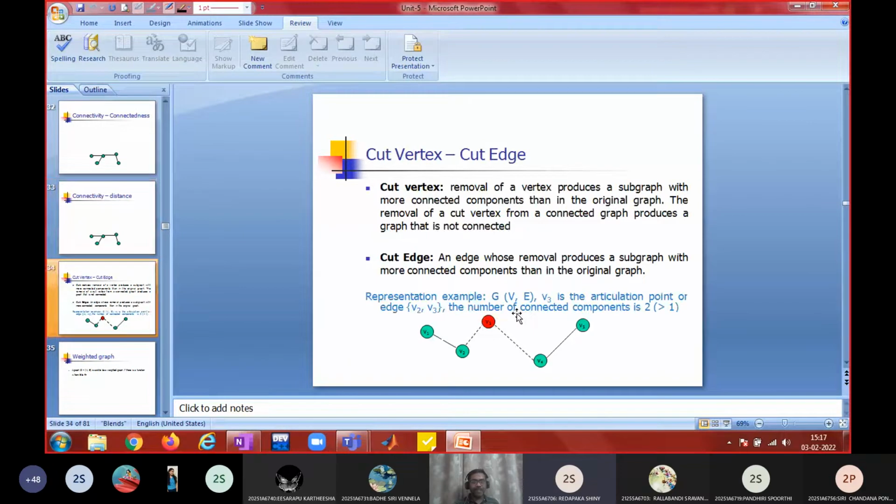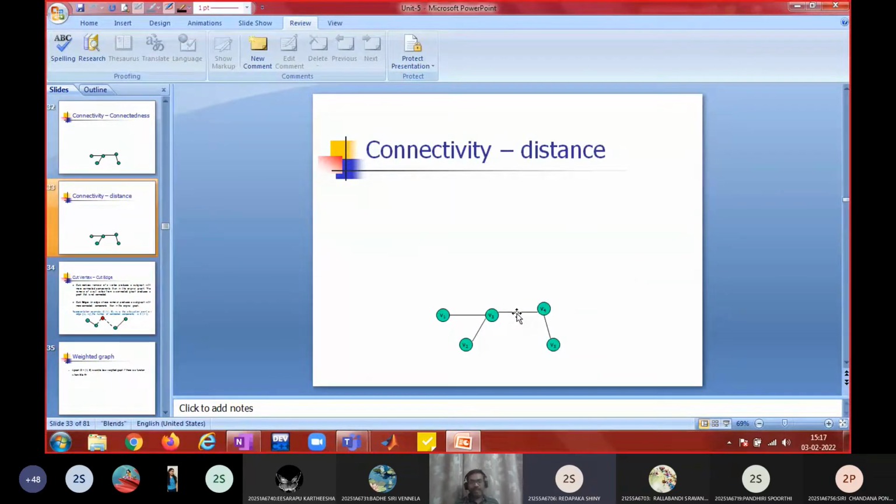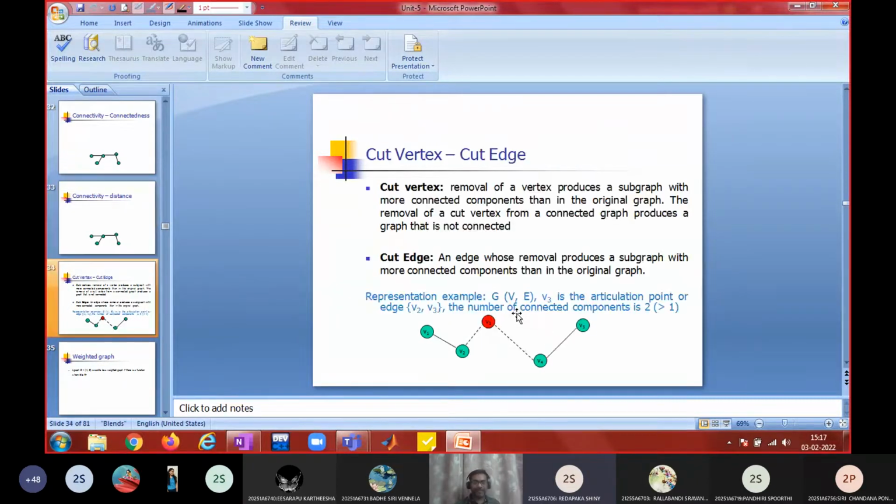Distance we defined. Distance is nothing but the length of the shortest path joining two vertices, and it is called the distance between those two vertices. And what is a cut vertex and a cut edge? Cut vertex means if you remove the vertex from the graph and the graph becomes disconnected, then that is said to be a cut vertex. If it is making more components than the existing number of components, that is said to be a cut vertex. So in this, if I remove this, there are two components, therefore it is a cut vertex. If I remove this, that becomes a cut vertex.